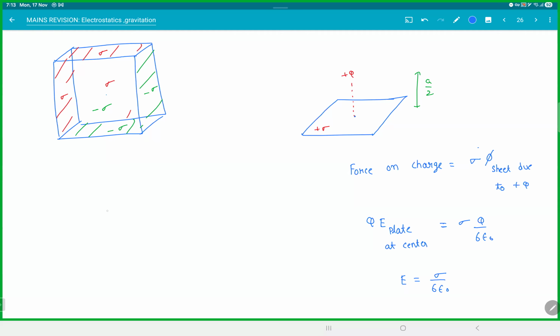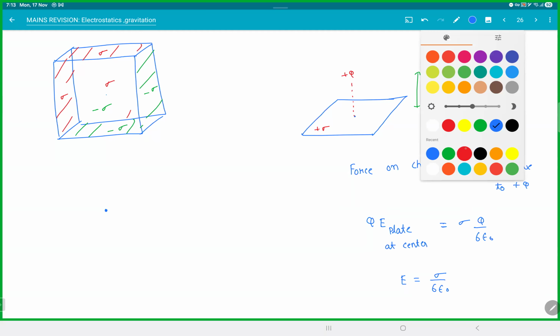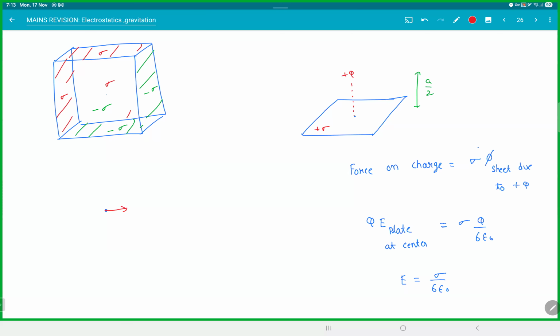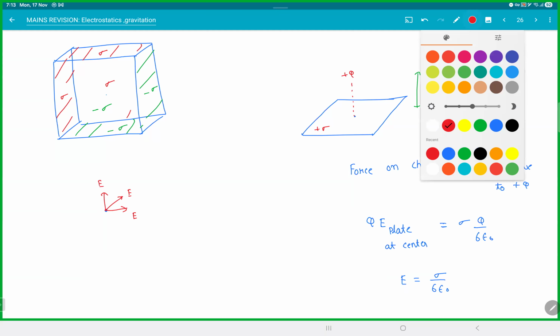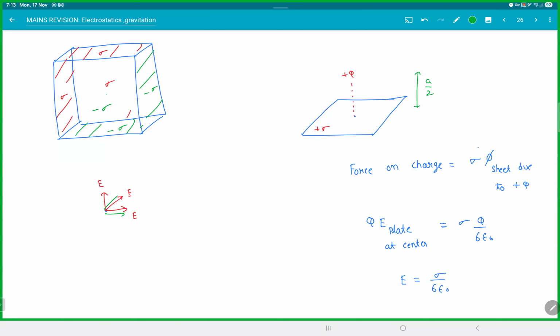Getting it? Now at the center, you will have field like this. So we have 3 components like this. I'll just call it E, E, and E, and the minus ones also will attract. So that also will be like this. So that is another E, E, and E. Therefore, the field at the center will be sigma by 3 epsilon (i cap, j cap, k cap). If you want the magnitude, then sigma by root 3 epsilon.